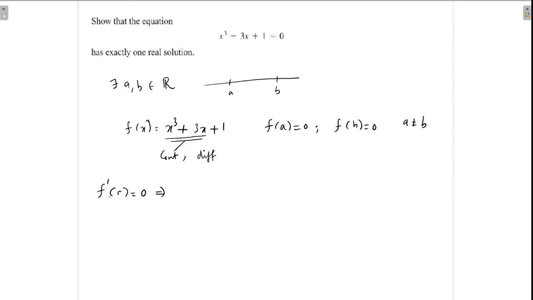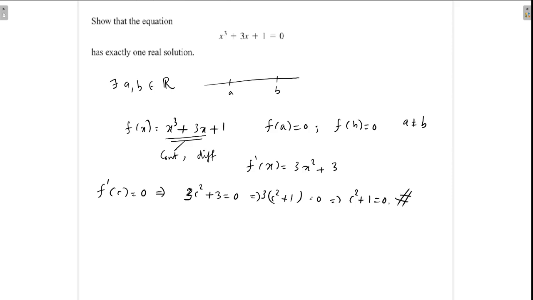Using Rolle's theorem, we can find c in such a way that, by differentiating this, the derivative of x^3 is 3x^2, so f'(c) = 3c^2 + 3 = 0. This is from the equation f'(x) = 3x^2 + 3. Whenever f'(c) = 0, this will be 0, which implies 3 times (c^2 + 1). When you take this 3 out, this will be 0. This implies c^2 + 1 = 0.